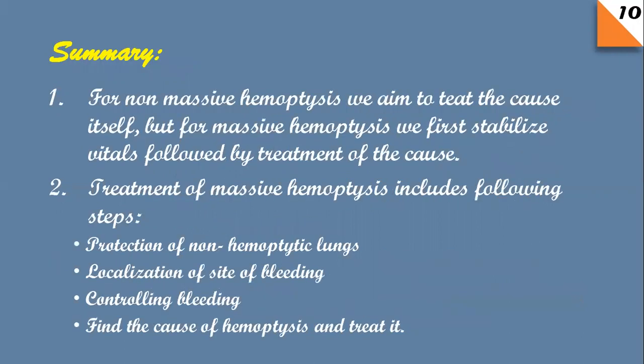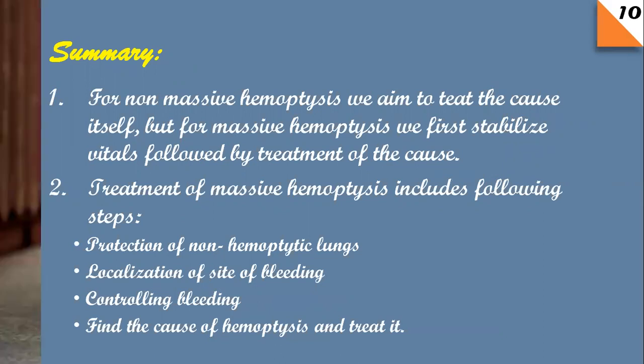So the summary of this video is: for non-massive hemoptysis, we aim to treat the cause itself. But in the case of massive hemoptysis, we first stabilize the vitals, followed by treatment of the cause. And the treatment of massive hemoptysis includes the following steps. First, protection of the non-hemoptytic lung. Second, localization of the site of bleeding. Third, controlling of the bleeding. And fourth, finding the cause of hemoptysis and treating the cause.